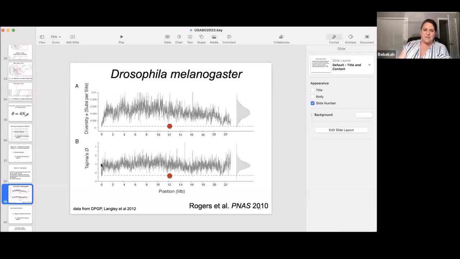So this is an excess of rare alleles. A positive Tajima's D means you have more moderate frequency alleles than you expected based on chance. That's more common with population contraction.